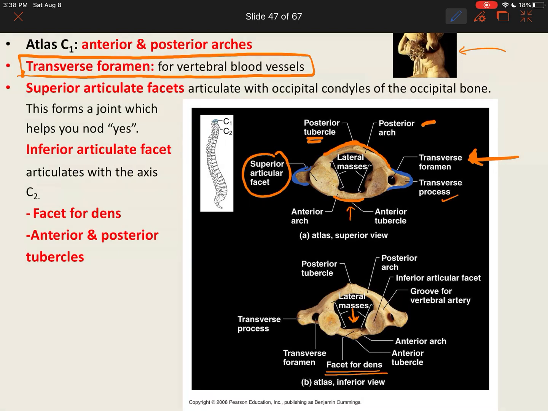That hole is to allow blood vessels. It's called the vertebral artery and vein, runs through there. It enters your skull to help nourish your brain and then drain the old blood away.